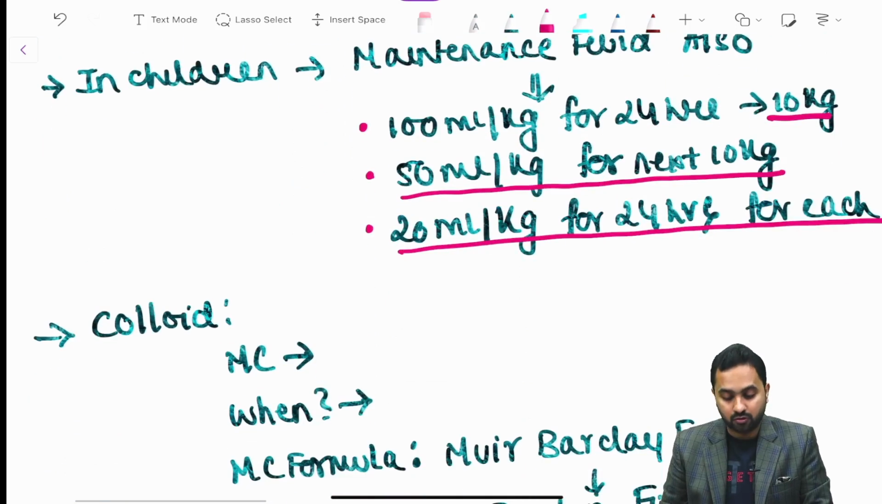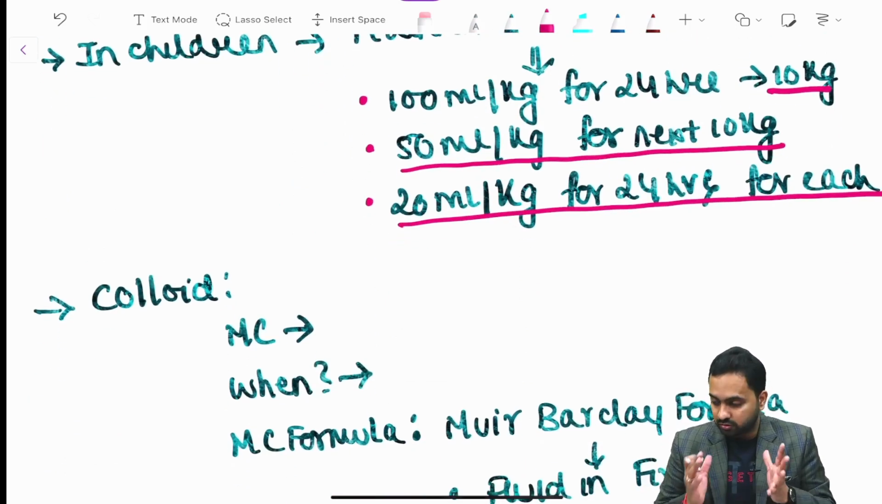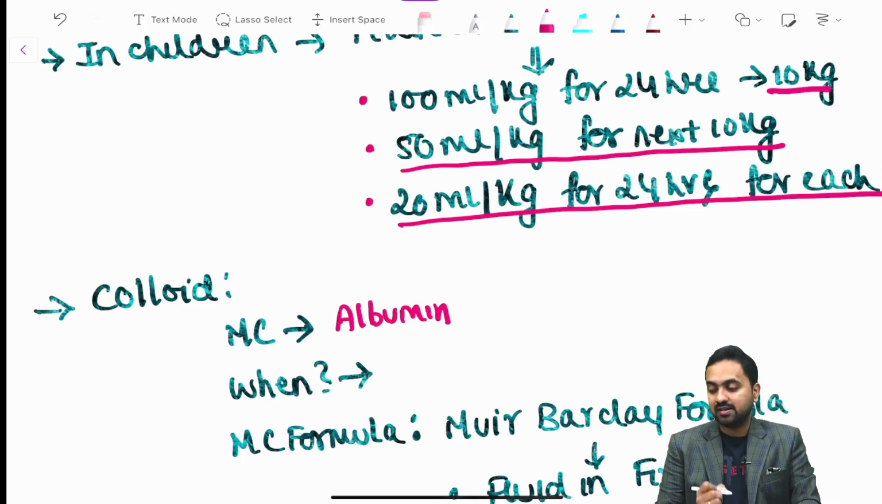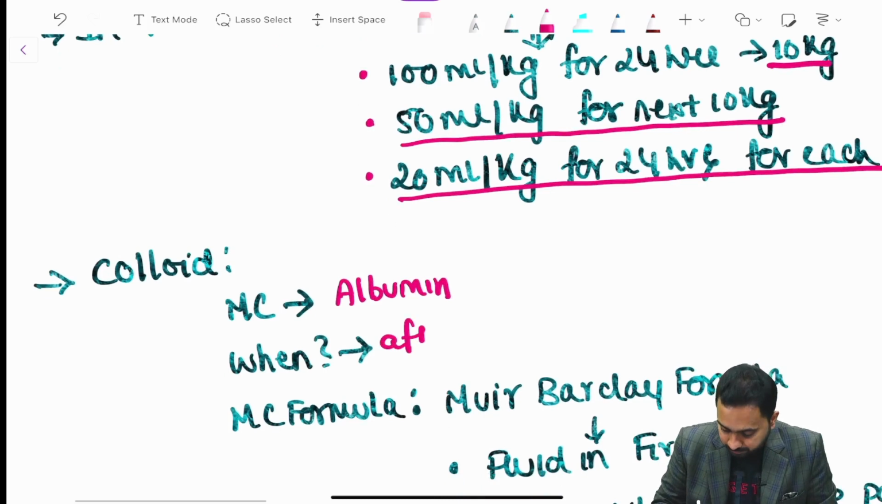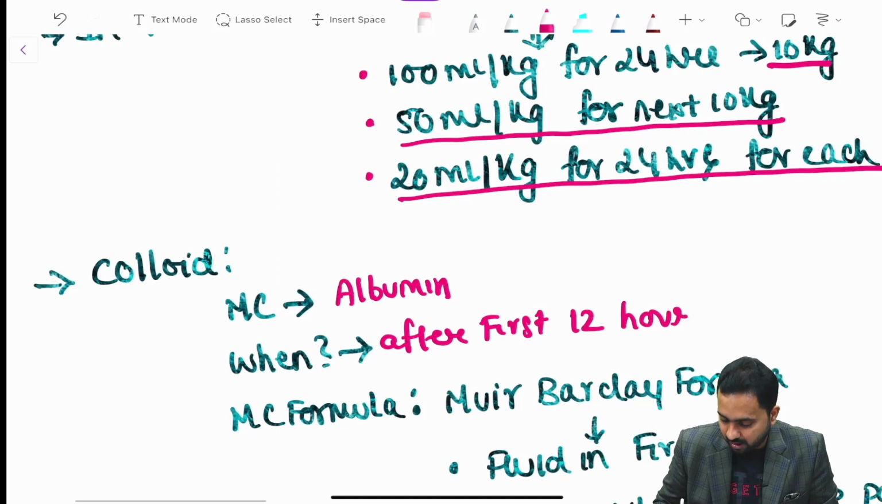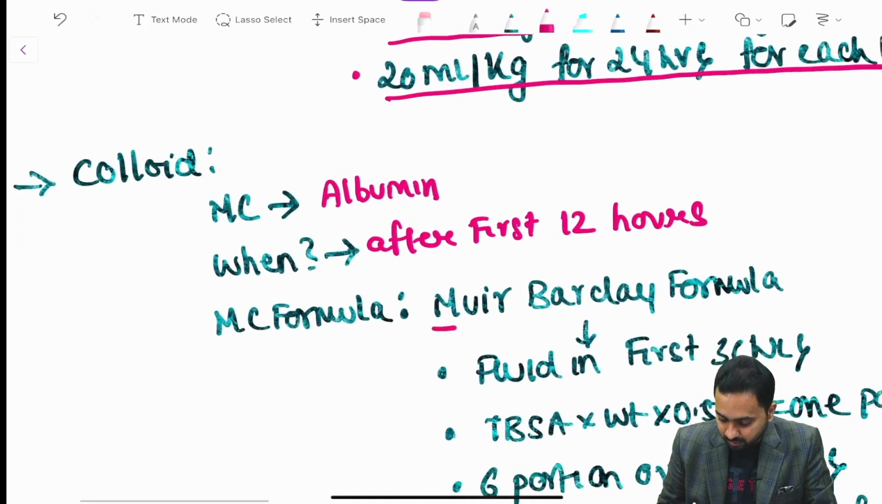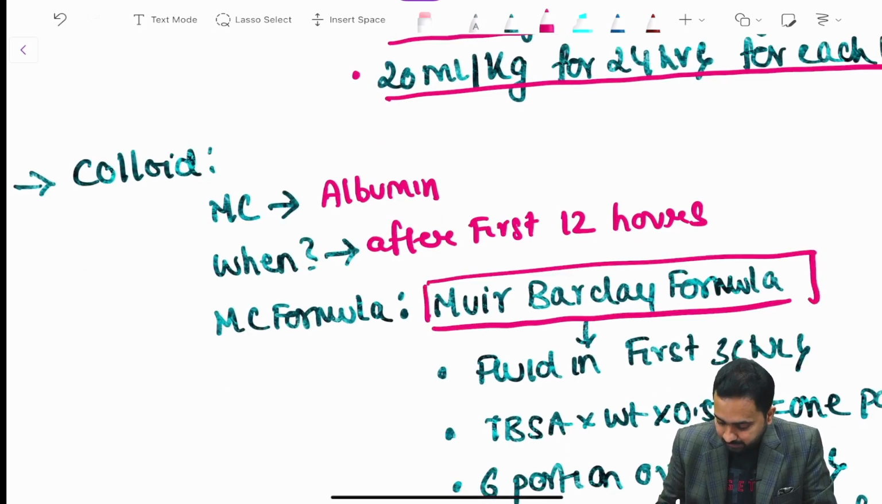Now, regarding colloid, why do we use colloids and which is the most commonly used colloid? This is albumin. When is it used? It is used after the first 12 hours. The formula for calculating the colloid is the Muir-Barclay formula.